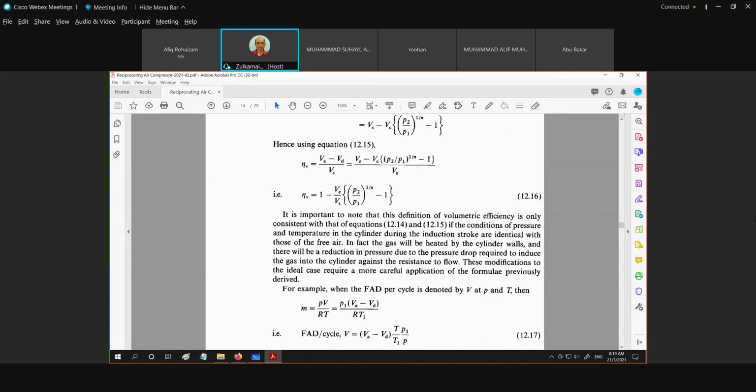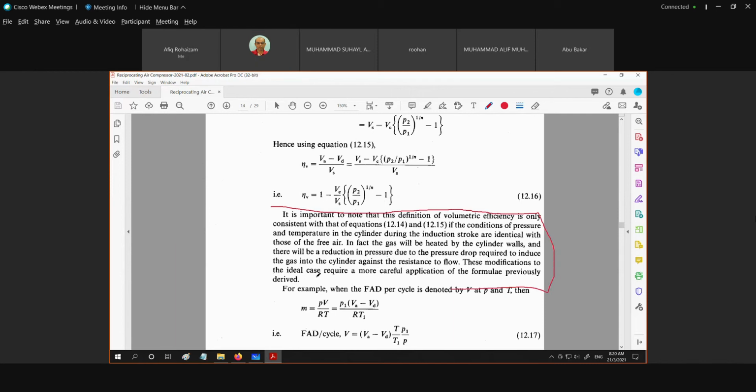See? In fact, the gas will be heated by the cylinder wall and there will be a reduction in pressure due to the pressure drop required to induce the gas into the cylinder against the resistance flow. This modification to the ideal case requires more careful application of the formula previously derived. Right? So I will try to highlight this statement.